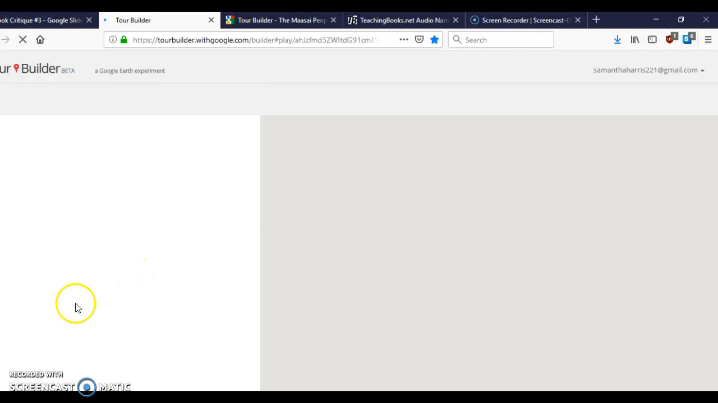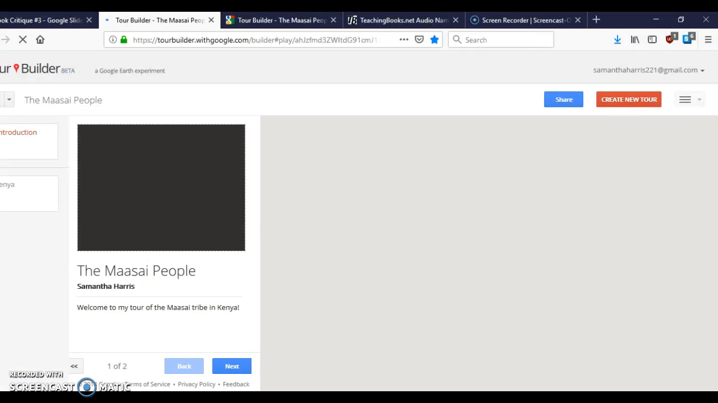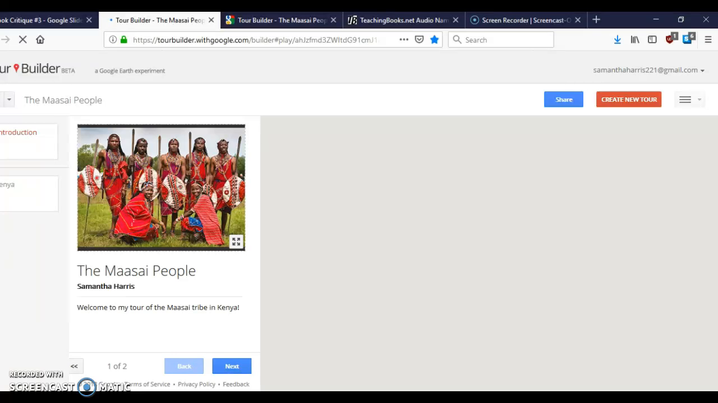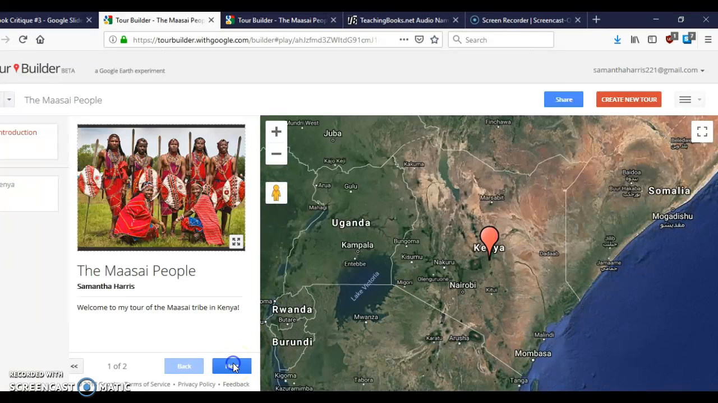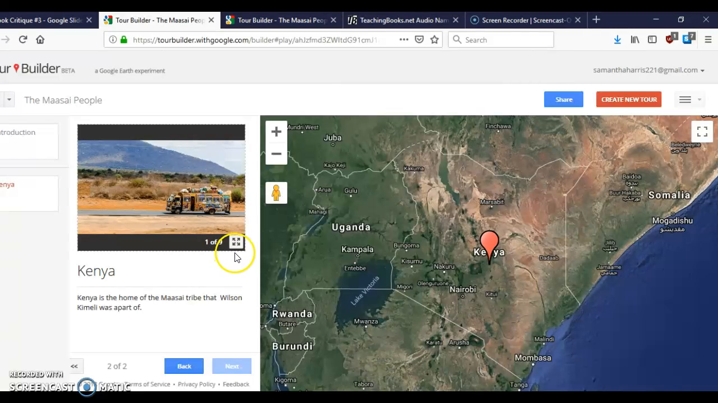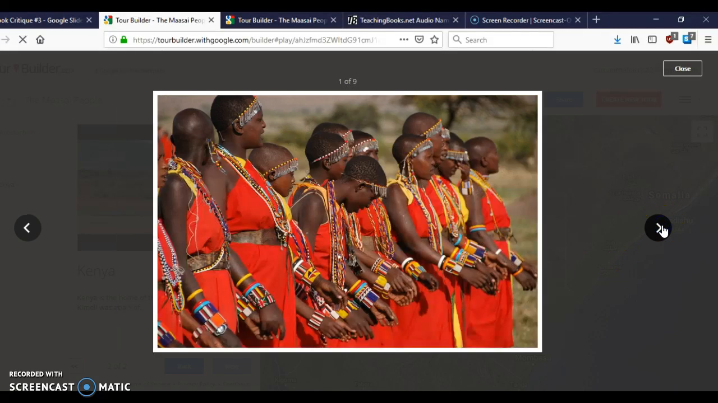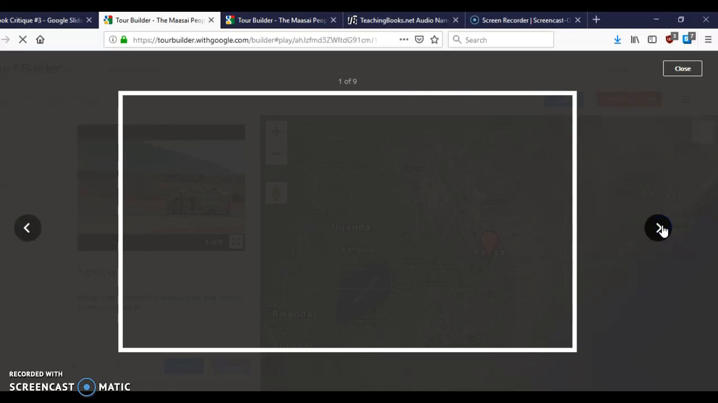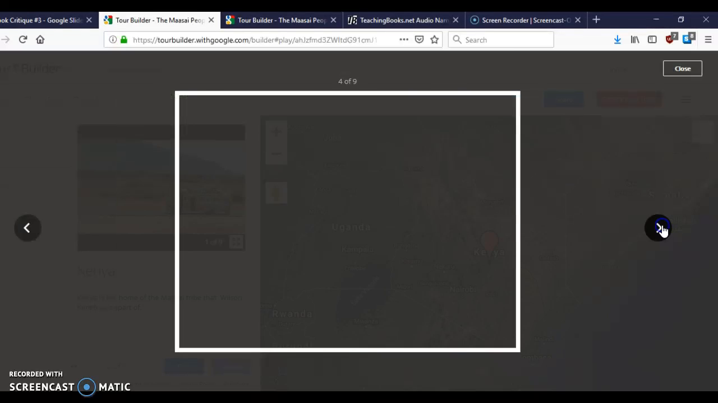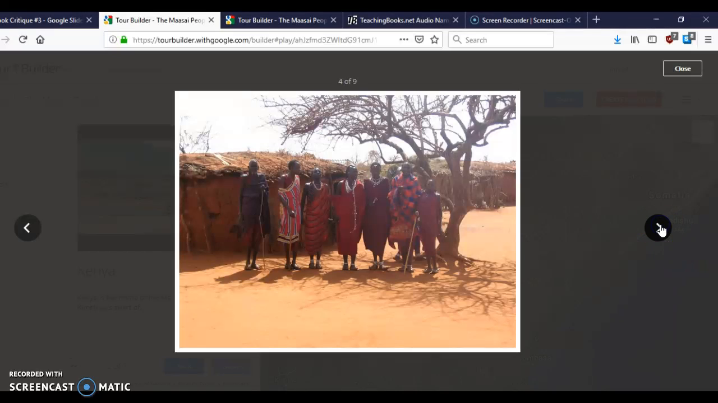Here is a quick example of the kind of Google tour that the students will create. So as an example, the Google tour that I created just has a compilation of different pictures of the tribes and the Maasai people themselves, and I've even included a couple of videos that show their different ceremonies and their way of life.